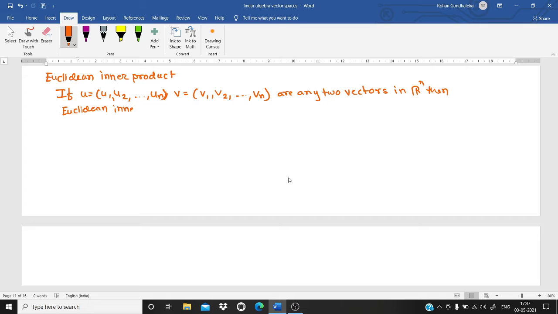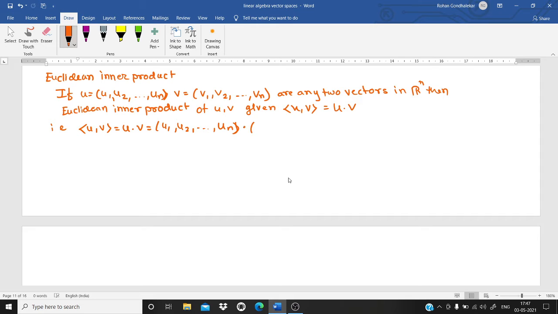Euclidean inner product of U and V, given by U inner product V, is equal to U dot V. That is, the inner product of U with V is equal to U dot V. As it is a Euclidean inner product, it is nothing but a dot product. So we are going to calculate the dot product of two vectors.